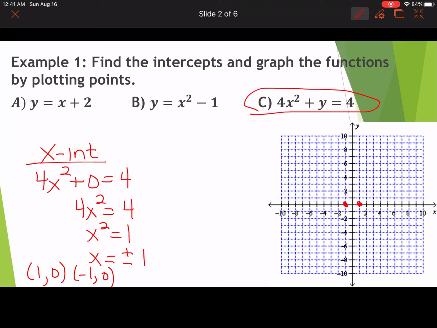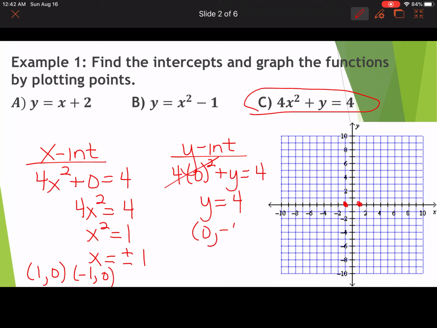Now let's look at the last one, which is C. And I find my x-intercepts. Y equals 0, so that's 4x squared plus 0 equals 4. So 4x squared equals 4. Divide by 4. Take the square root. And again, we have 2 x-intercepts. So let's plot those.